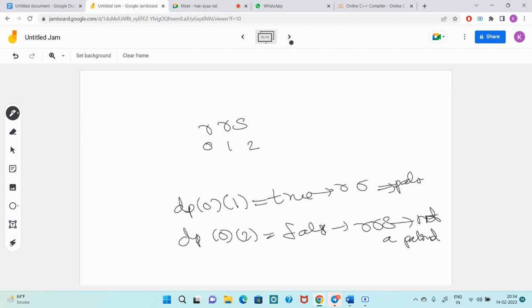What is the meaning of palindrome? Palindrome means the starting and the last character should match. And similarly for others. Does R match S, Akhila?